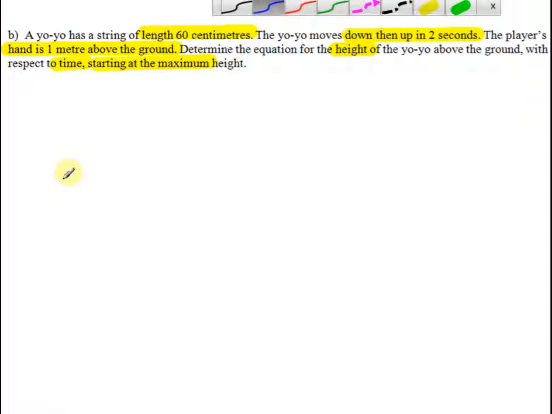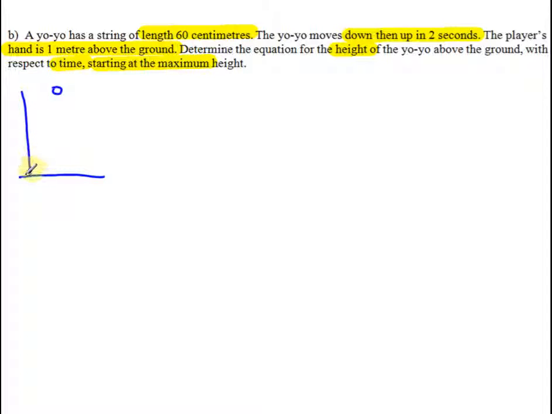So the first thing I'm going to do is draw myself a diagram of what's going on. We want to measure everything from the ground. The yo-yo is going to start where the person's hand is, and we know that's 1 meter from the ground. Since the string length is given in centimeters, instead of using meters, I'm going to use centimeters. I know there's 100 centimeters for every meter. So if this is where it's starting, the max is 100 centimeters. Let's figure out the min.